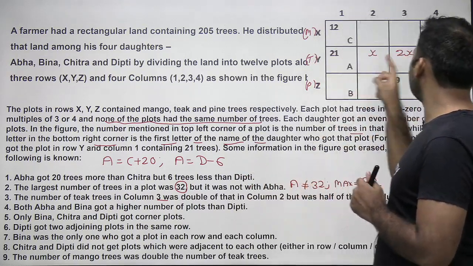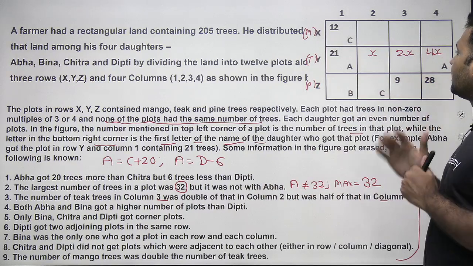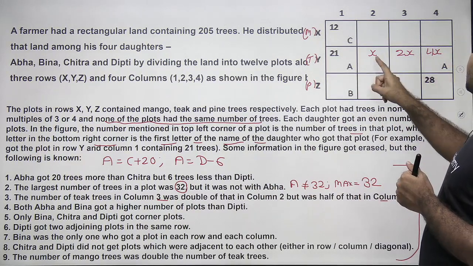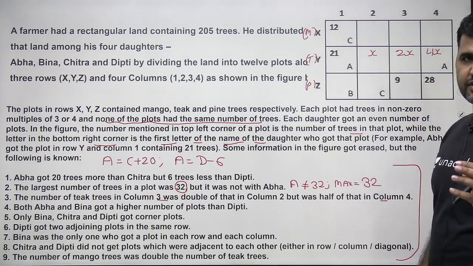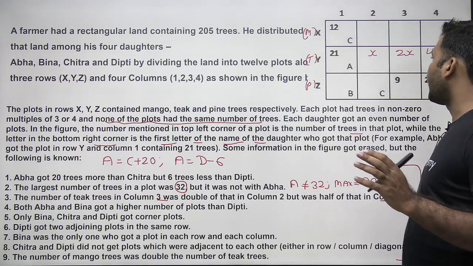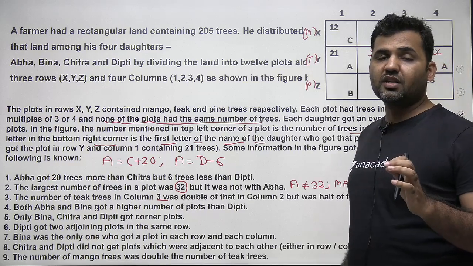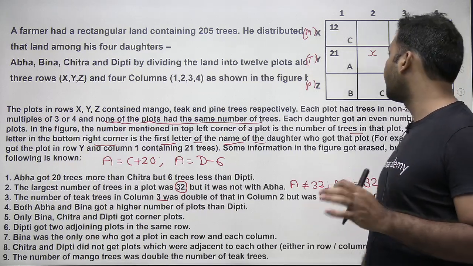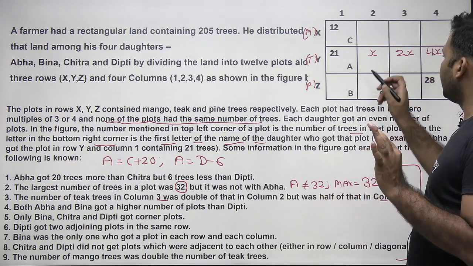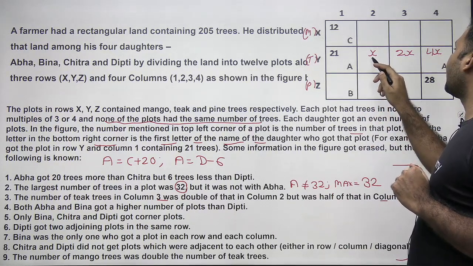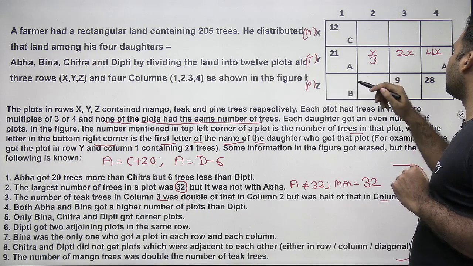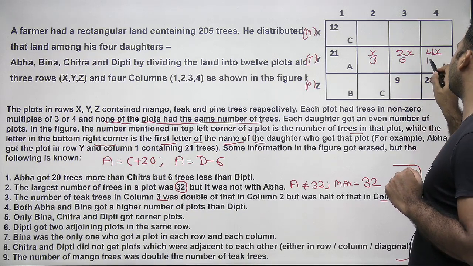If I have to use this information, that this number has to be double, and I know that the value of x can be either 3 or it can be 4, right? Because we need to put the values as a multiple of 3 or 4. Let's take the cases now. Let's take, if I'm saying that x is, let's say 3. If I'm taking this as 3, this will be 6 and this will be 12.